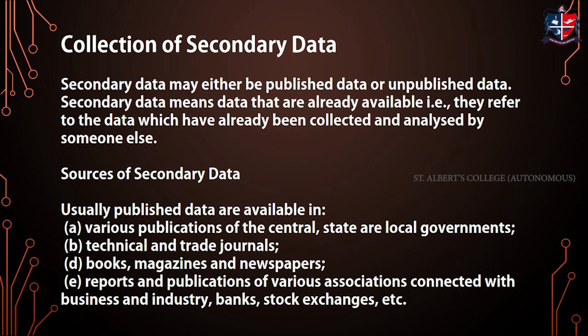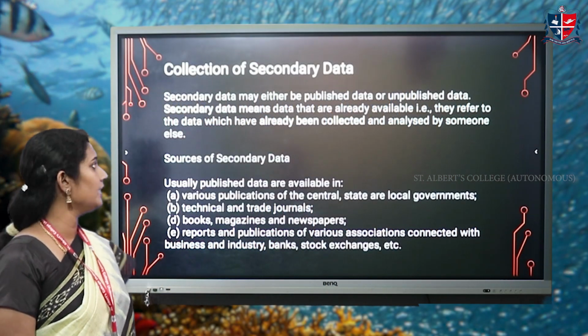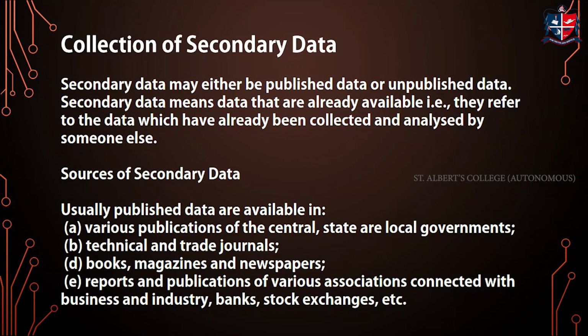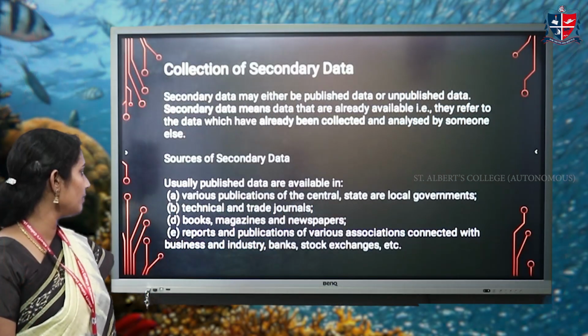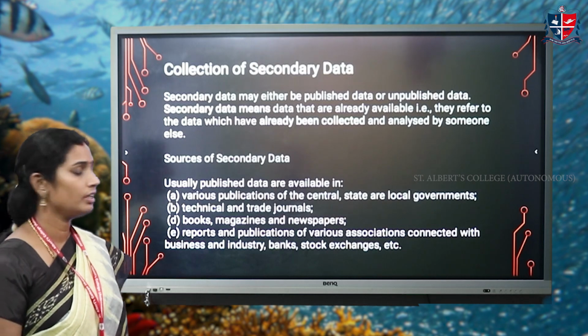Next, we come to the collection of secondary data. The secondary data can be either published data or unpublished data. It is already collected by someone else. Now we will see the sources of secondary data. Usually, published data are available in various publications of central government, state government, and local governments.